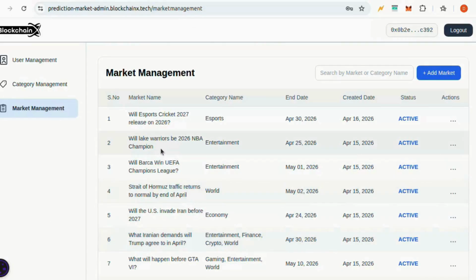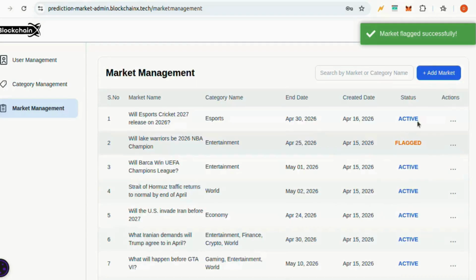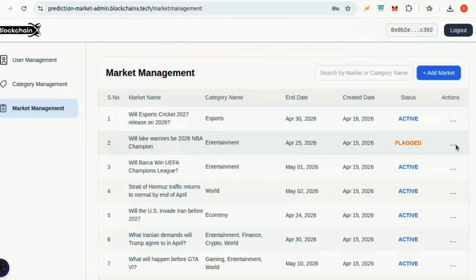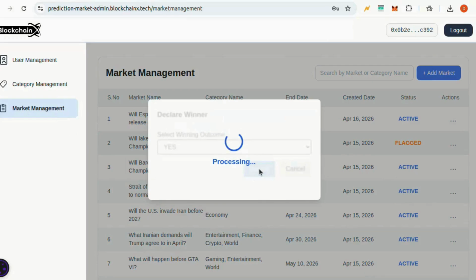Now, let's see how the admin resolves a market and how users claim their rewards. Once the market reaches its end date, the admin first flags the market for resolution review. After verification, the admin proceeds to resolve the market. The admin then selects the correct result, for example, marking the market as yes. After confirming the resolution, the market is officially closed.